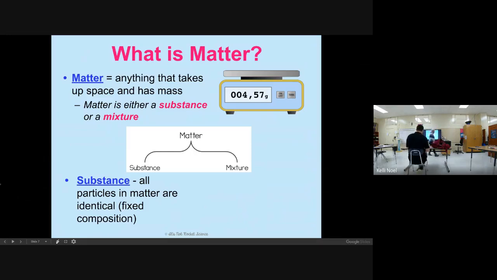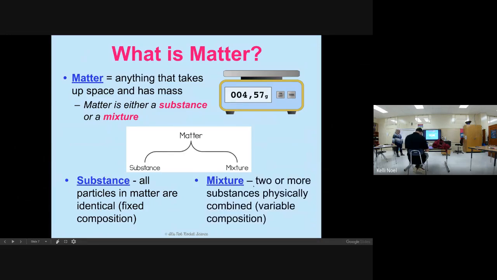If I add a Kool-Aid packet to that bottle of water, I no longer have a pure substance. I have a mixture because they are in variable composition. Their composition is not fixed. I could physically unmix those if I let the water evaporate. I would have a sort of film of that powder left in the bottle. It wouldn't be identical to what it was originally, but it would still be there.